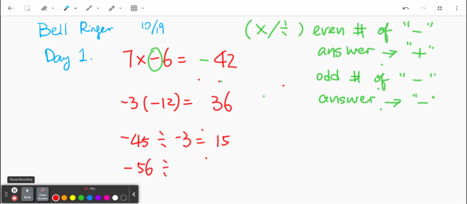Okay, number 8, -56 divided by 7. So -56 divided by 7, Kaylee, it should be a positive or negative? Very good, because we will have 1 negative sign. So 56 divided by 7 is 8, -8. All right, so that is your multiplication and division. Everybody clear? Yes, ma'am. Very good.